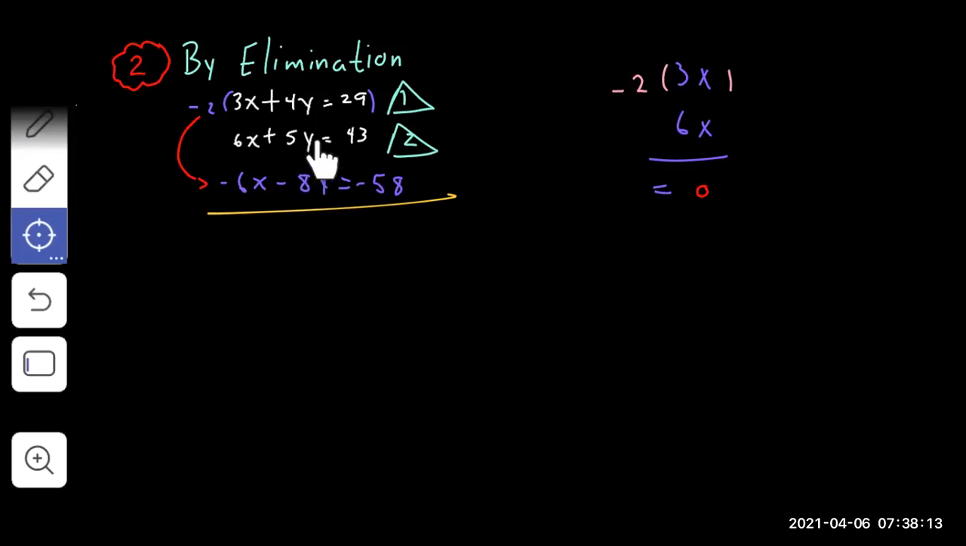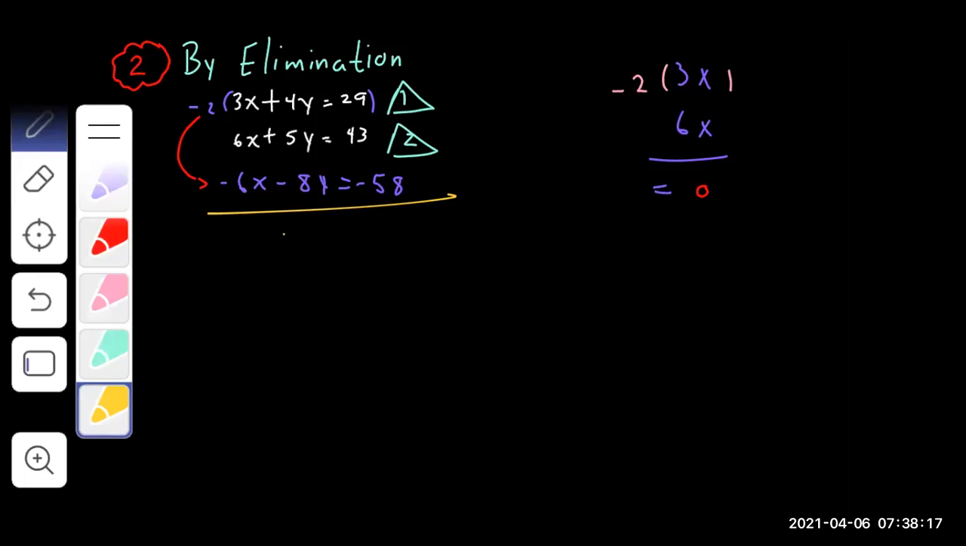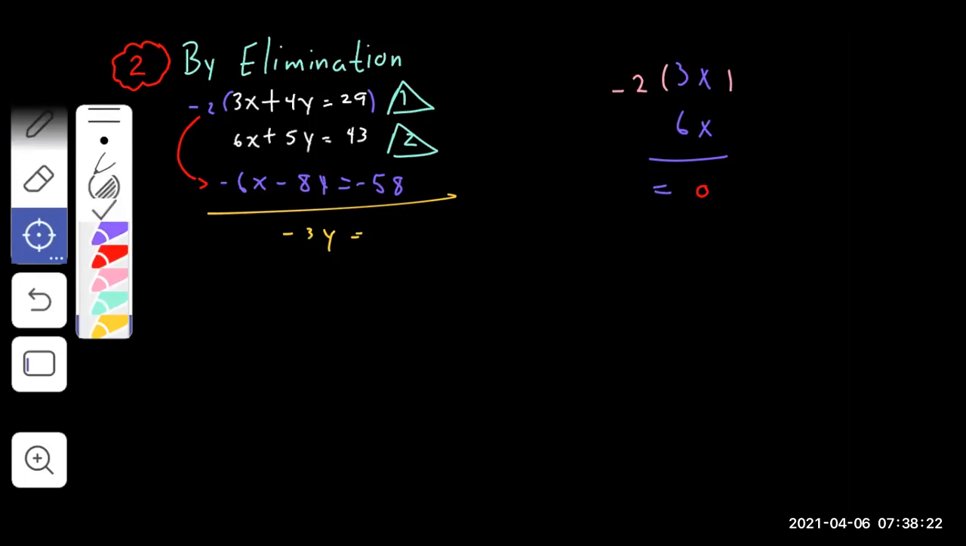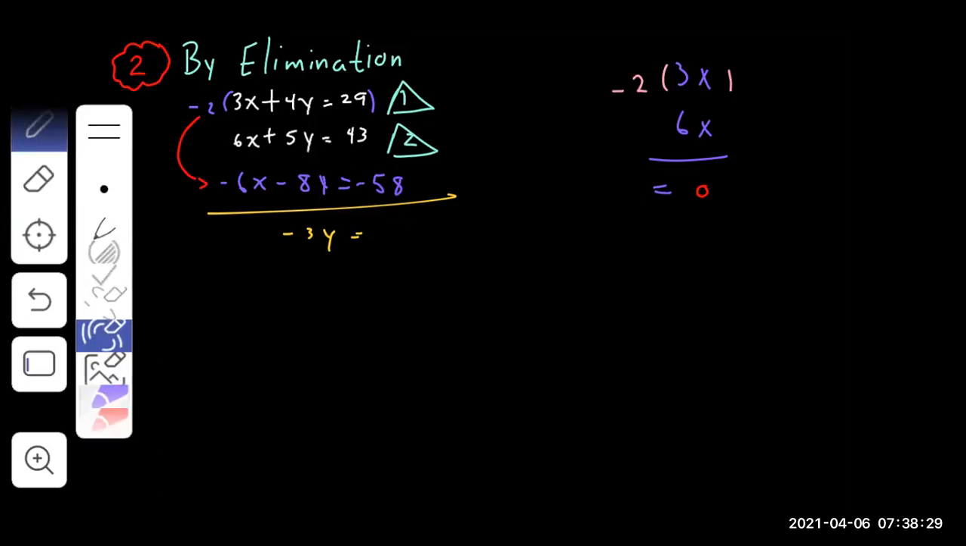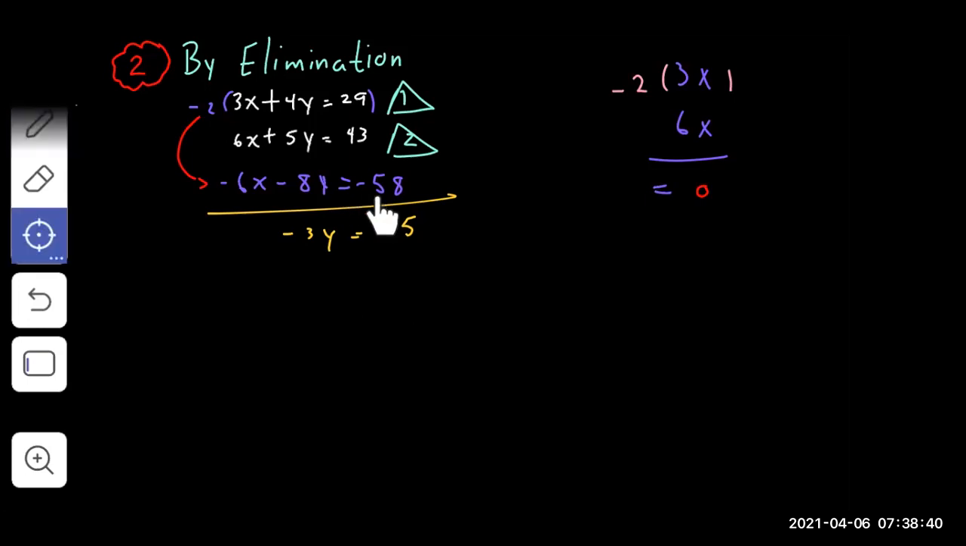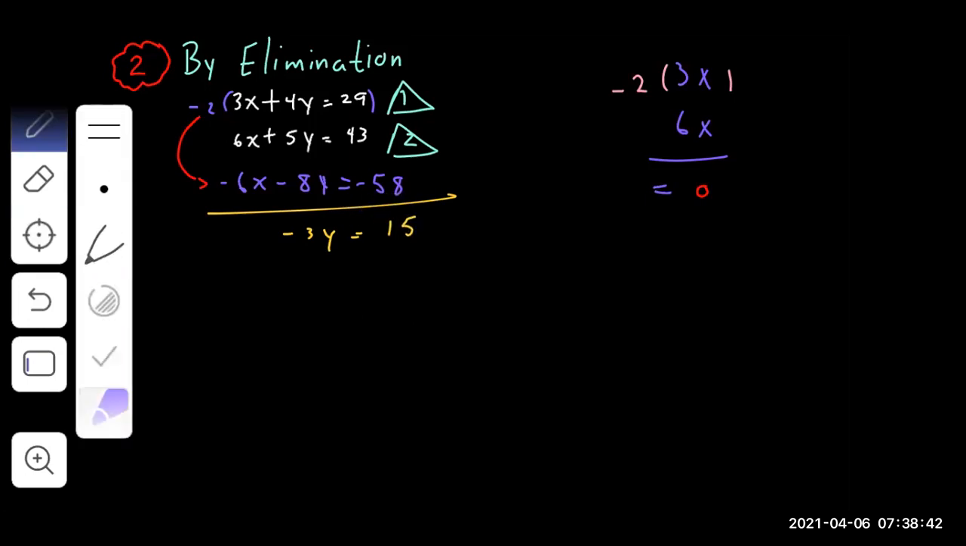If you have 5y and you subtract 8y, that's going to be negative 3y, right? Excellent. Equals this number. If you have 43, the constant terms, minus 58. Negative 58 minus 43 is, what, guys, 15? Am I right? Yes, 15, negative, right? Because negative 58 is the biggest value, negative 15. Okay, this is what we got.